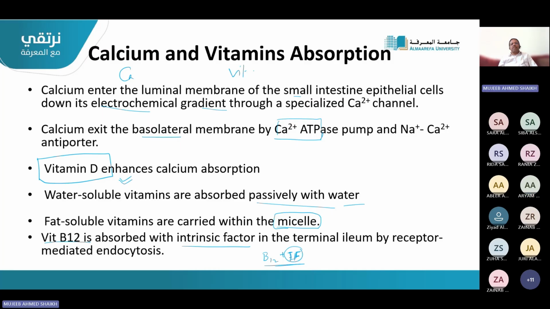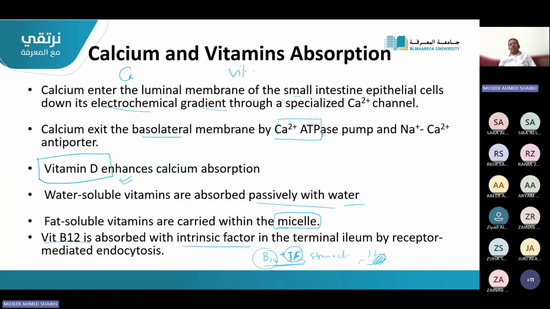Which part of the stomach? From the stomach. So if the stomach is removed, let's say some part of the stomach was having a problem, and you remove half of the stomach, then again you will have vitamin B12 deficiency. Why? Because even though you take vitamin B12, the amount of intrinsic factor will be less and vitamin B12 will not be absorbed to its fullest.